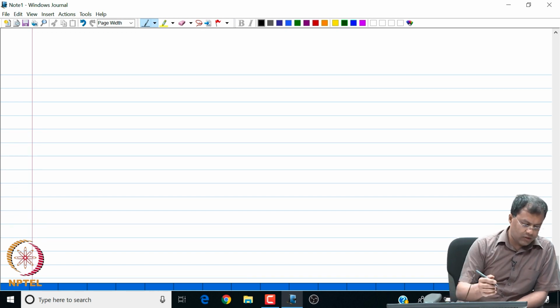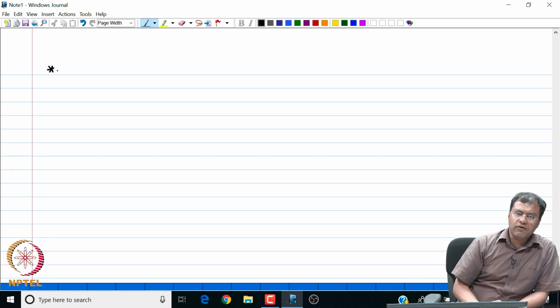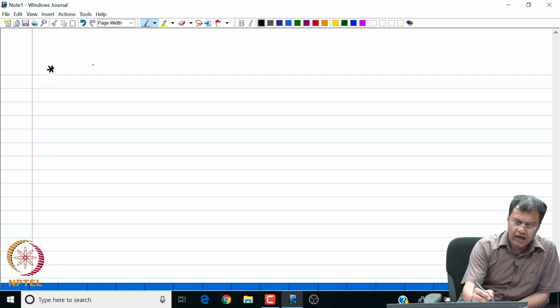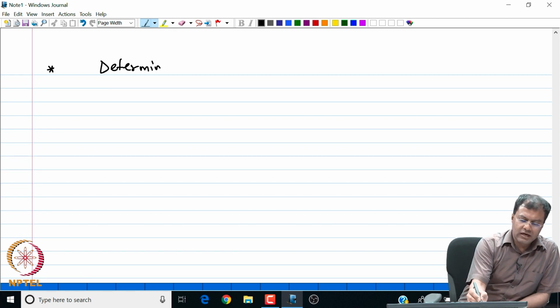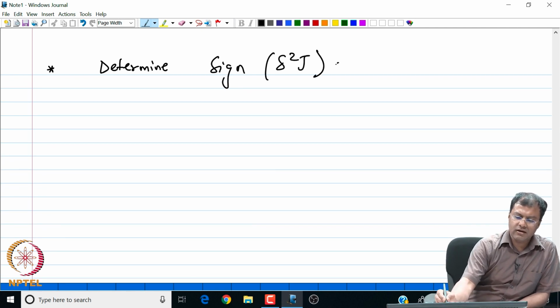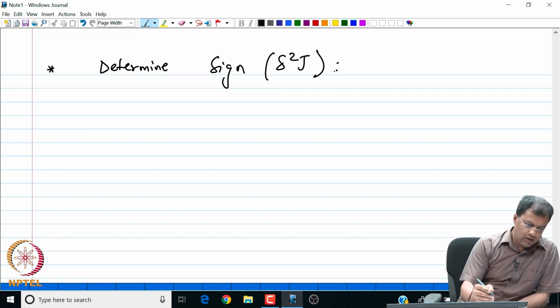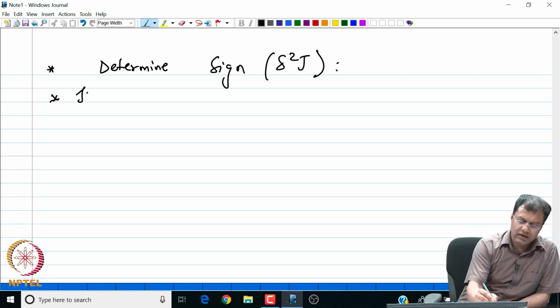So, the Legendre condition is as follows. This is the first of the results that I am going to state in order to determine the sign of the second variation. So, the idea is to determine the sign of del square j, because once we know the sign, we can immediately say whether the extremum involved is maxima or minima. So, the Legendre condition exactly does that.